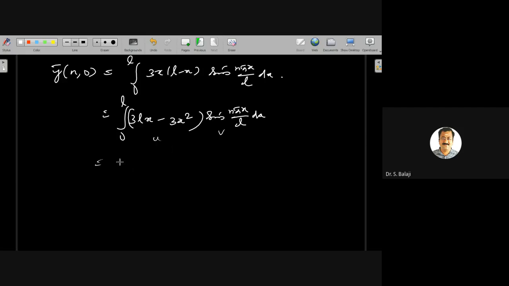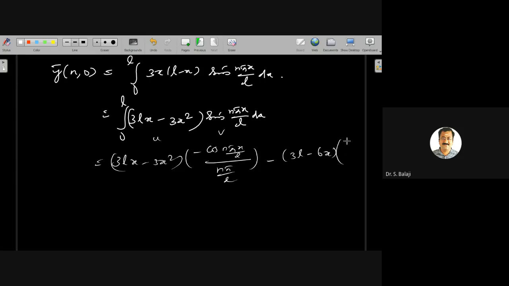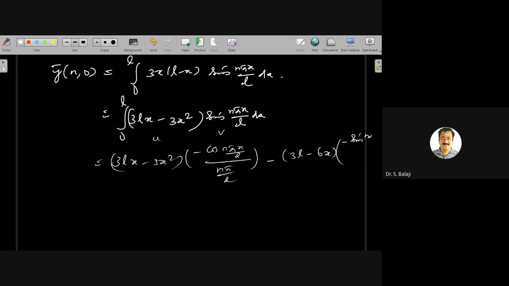Apply Bernoulli's formula here. It will be u, 3Lx minus 3x square, u as it is here, and v1 is minus cos(n pi x by L), whole divided by n pi by L, minus differentiation of this one, it will be 3L minus 6x, integration of this one, minus already present, therefore sin(n pi x by L), whole divided by n square pi square by L square. One more n pi by L.